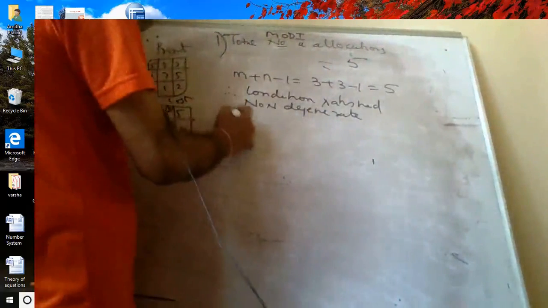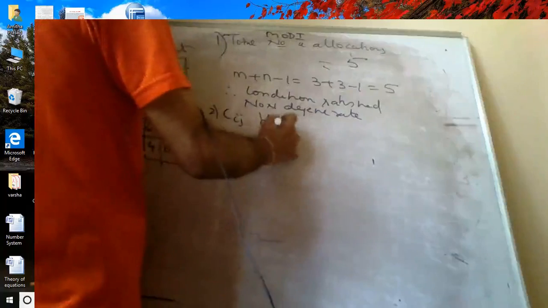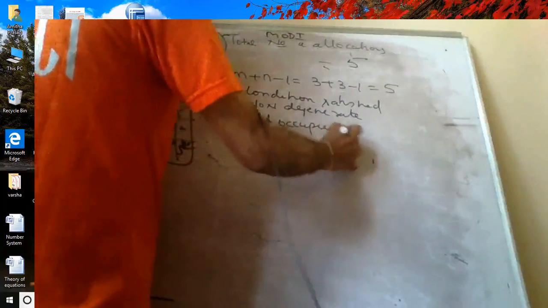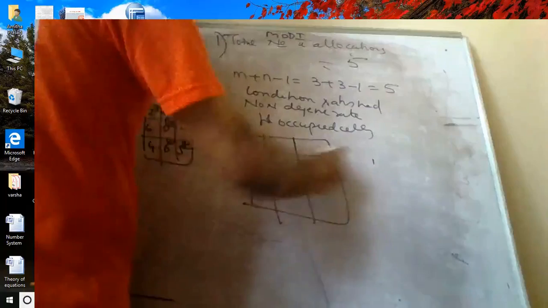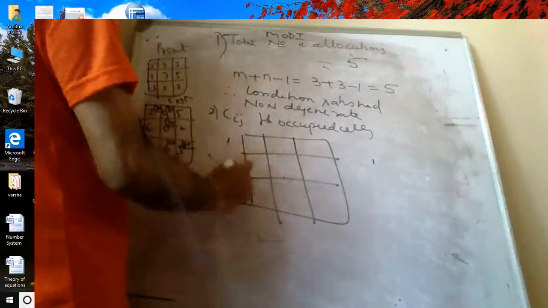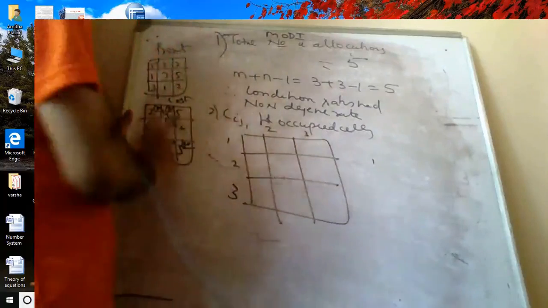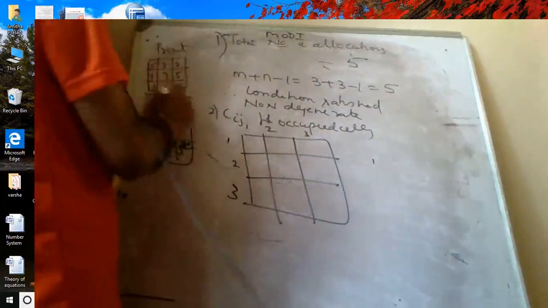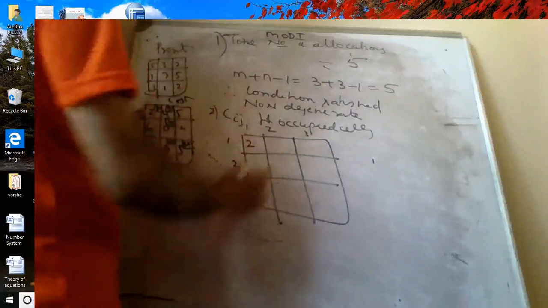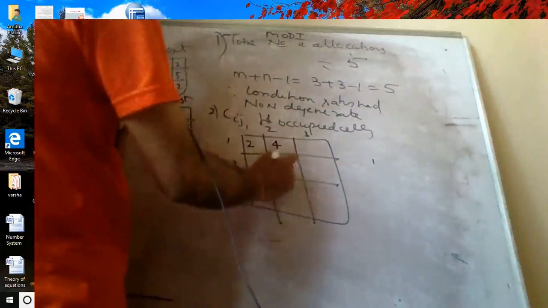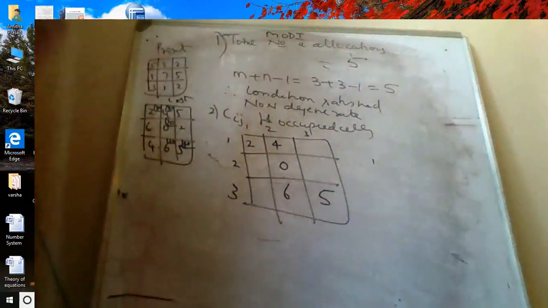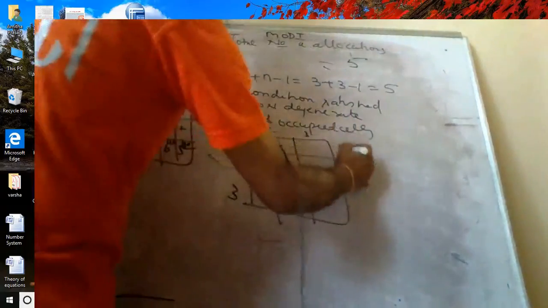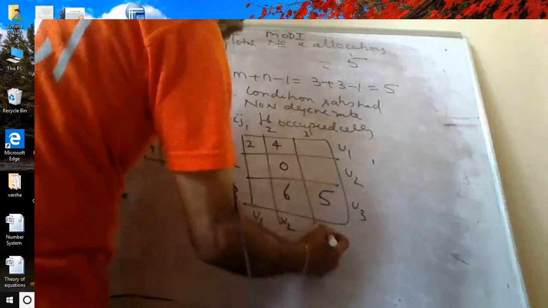Next, Cij for occupied cells. 1, 2, 3, 1, 2, 3. Here, this is profit and this is cost, so you should take the subtracted one: 2, 4, 0, 6, 5. Not the original problem. Next, U1, U2, U3, V1, V2, V3.